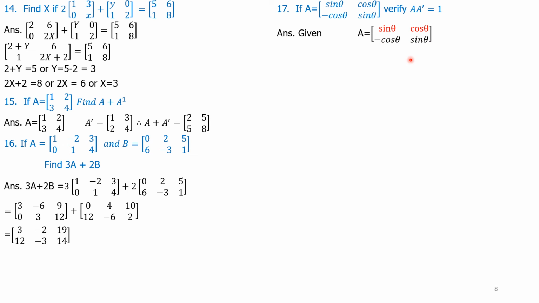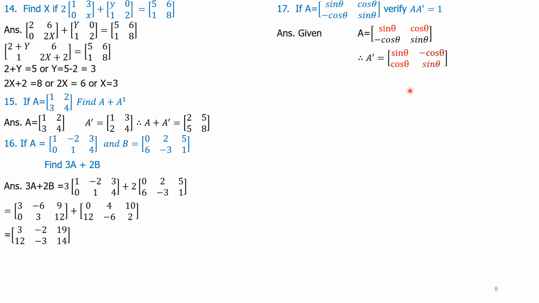Now we have to find the transpose of this matrix A, that is A dash is equal to interchange row by column. Therefore sin theta cos theta is the first column, and the second row is written as the second column. Therefore minus cos theta sin theta. For your understanding and clarity, I have written it this way: first row has become first column and second row has become second column.